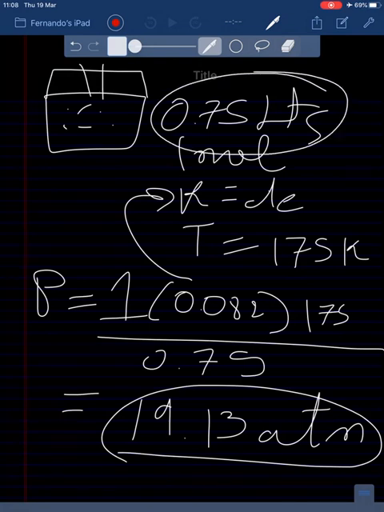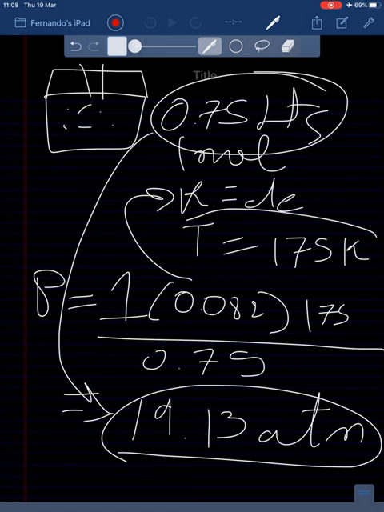So you see there's a dramatic change in terms of the pressure. The same volume, but with a lower pressure. Why? Because we decreased the temperature.